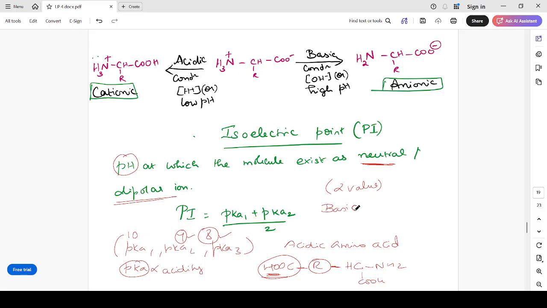In case it is a basic amino acid, this R group may have one more NH2. As I said, pKa is inversely proportional to acidity. So we took the lower one, and pKa is directly proportional to basicity. So here what kind of pKas I will use? Higher pKas we will use. 10 plus 8 by 2. Clear till this? Yes, ma'am. Right.